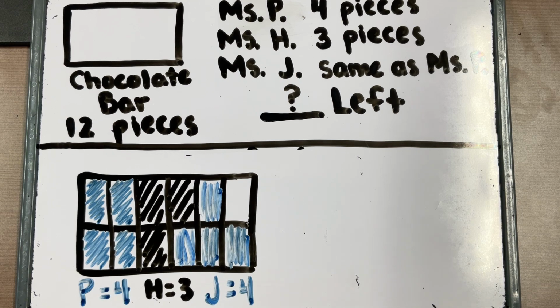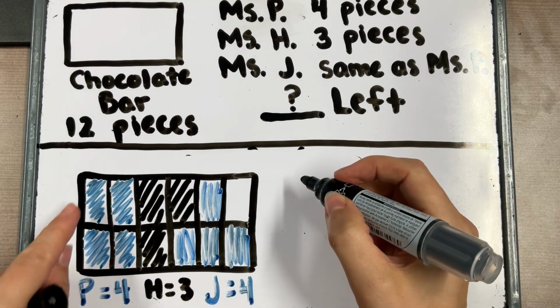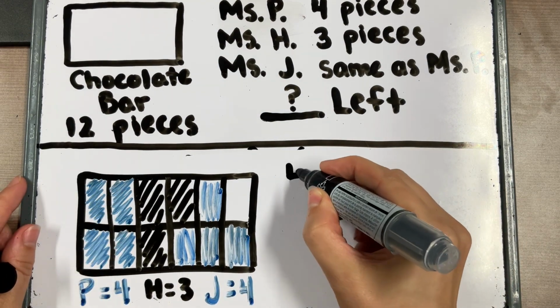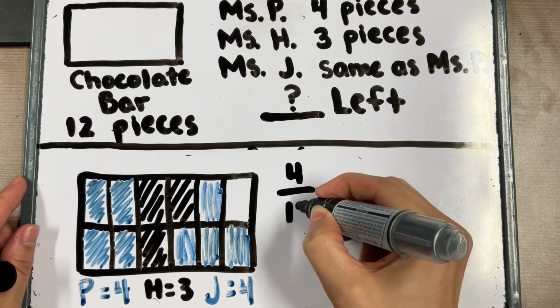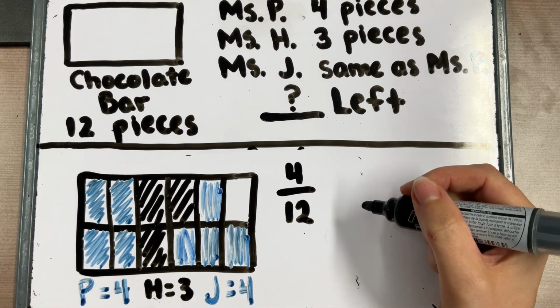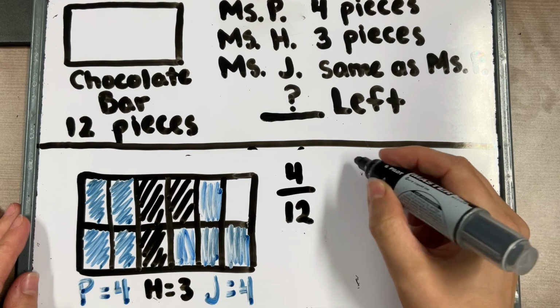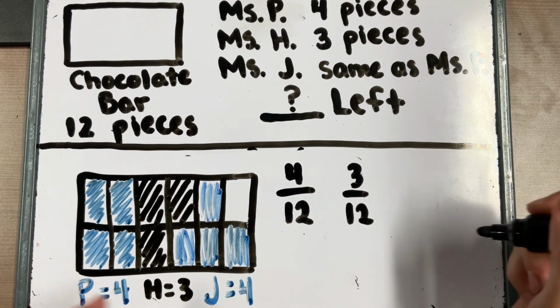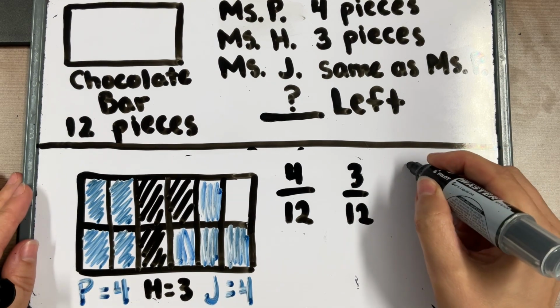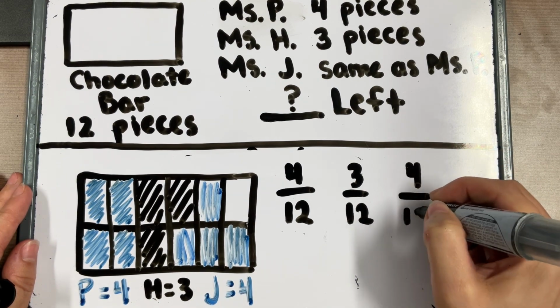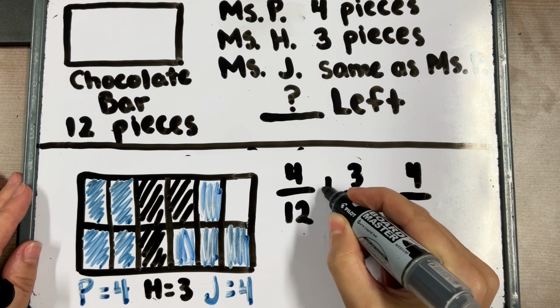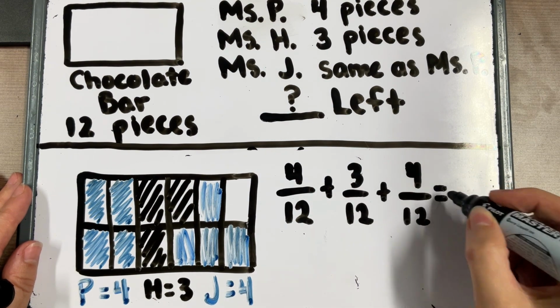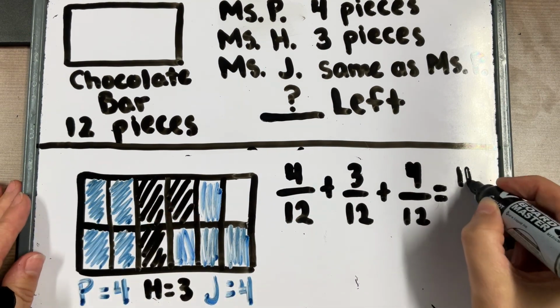What equation could I use to show how much was left? Well, I know that Miss Pauline ate 4 out of 12 pieces. So I can write 4 12ths. And then Miss Hoff ate 3 pieces, 3 12ths. And Miss Jen ate 4, which is 4 12ths. And if I add those all together, that would equal 11 12ths.